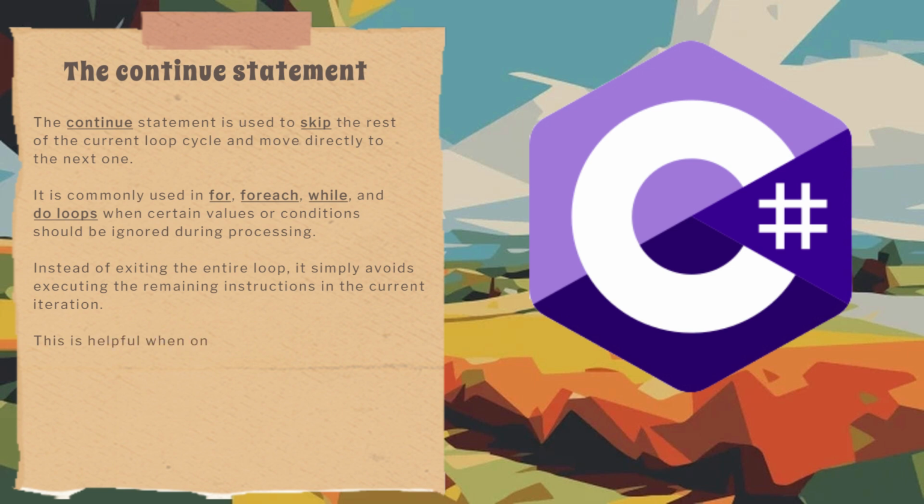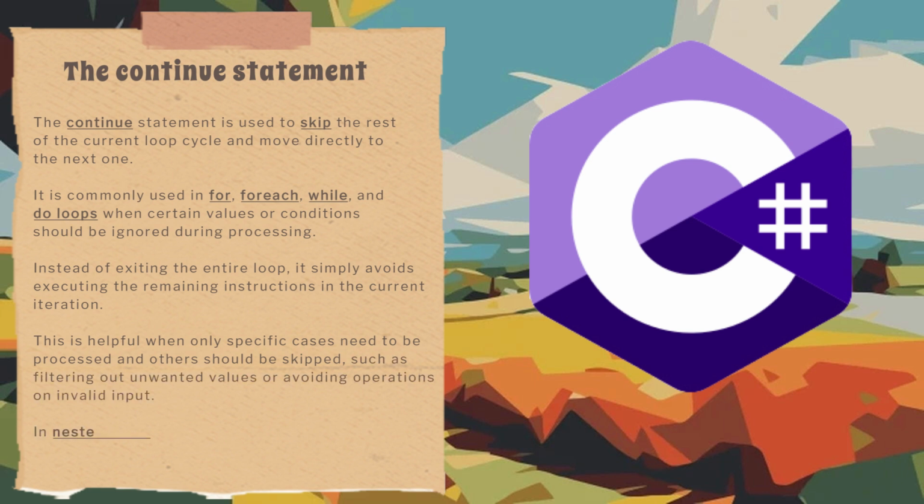This is helpful when only specific cases need to be processed and others should be skipped, such as filtering out unwanted values or avoiding operations on invalid input. In nested loops, continue affects only the innermost loop where it appears, allowing precise control over repeated execution.